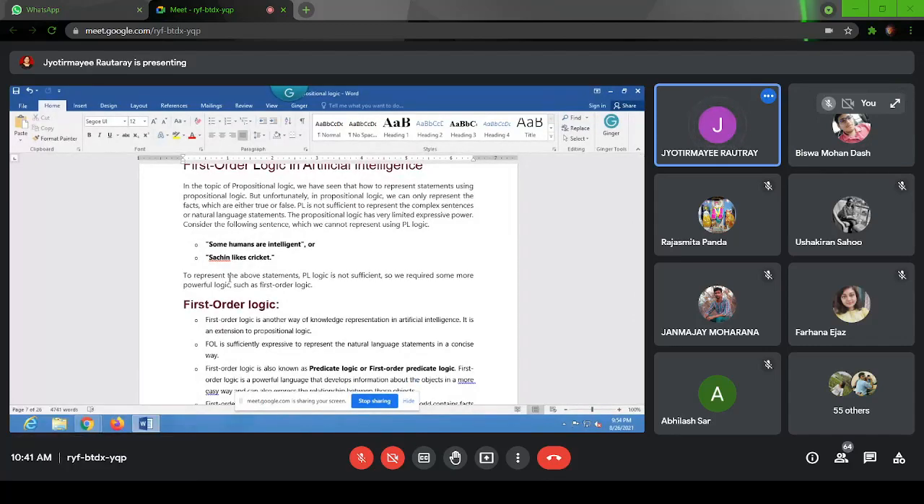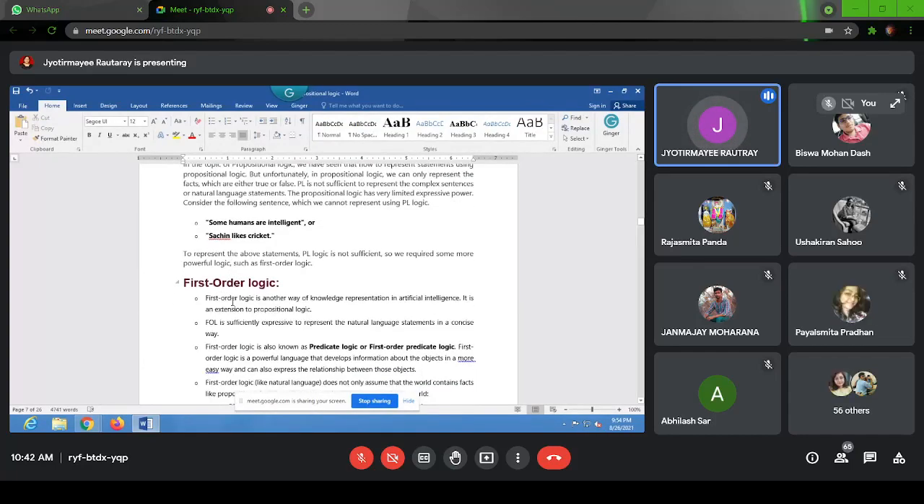Okay. So first order logic is another way. Wherever you find words like all, not, some, at least, there you can use first order logic. It is another way of knowledge representation. It is also called predicate logic or first order predicate logic.